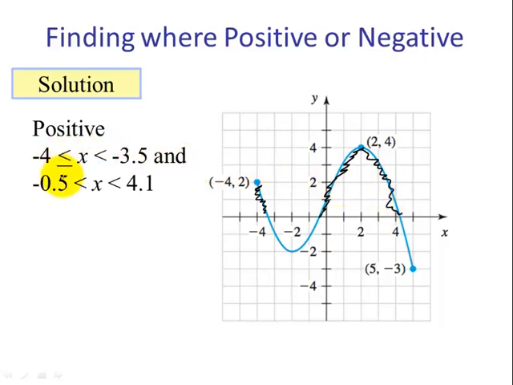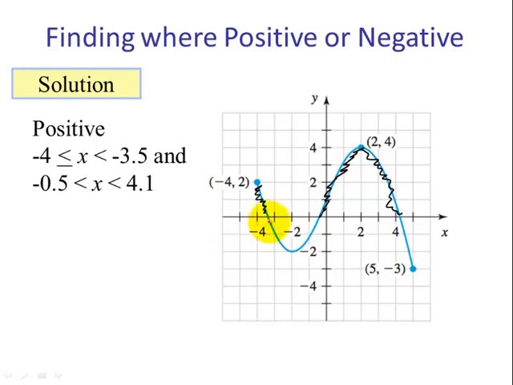Now the reason why we have an equal to here is because when x is -4, y is +2. So it is positive, so we can put an equal sign here. Well, we should put an equal sign here. When x is 3.5, that's 0, and 0 is not positive.